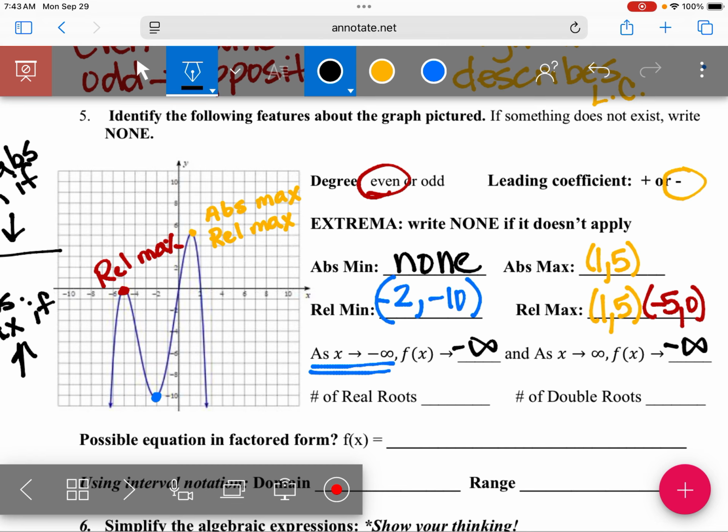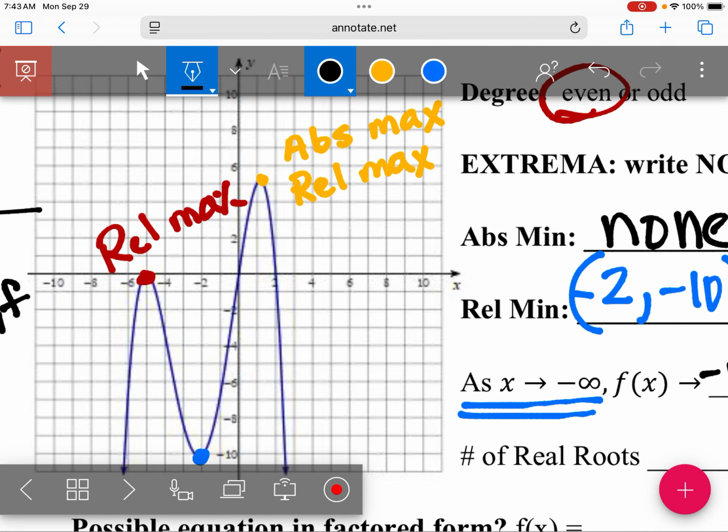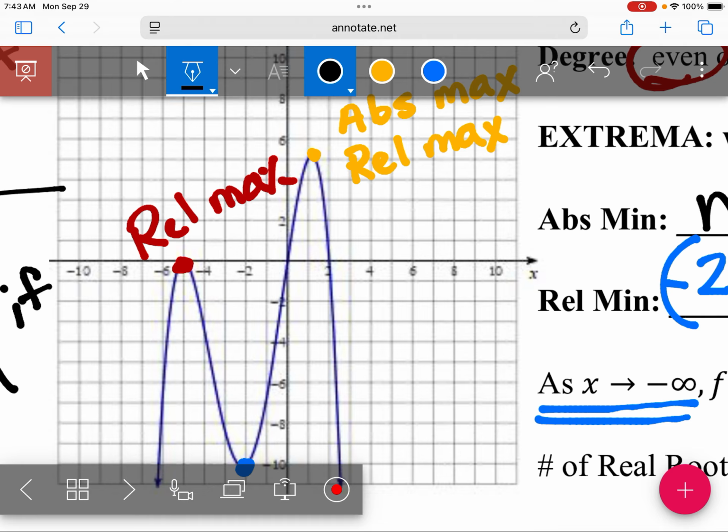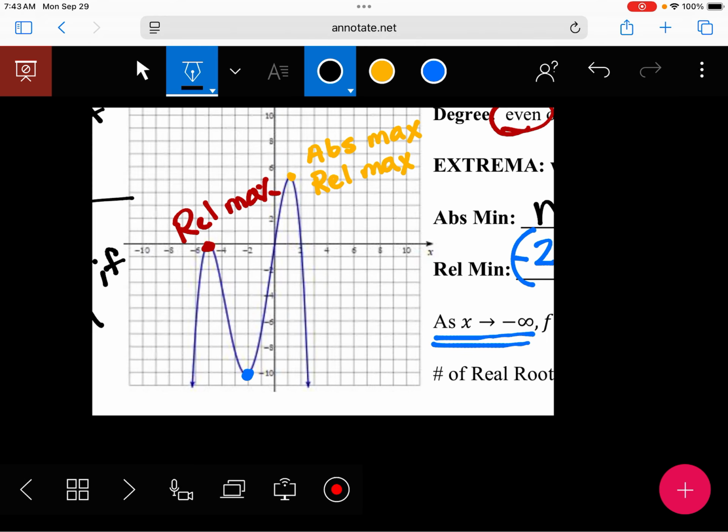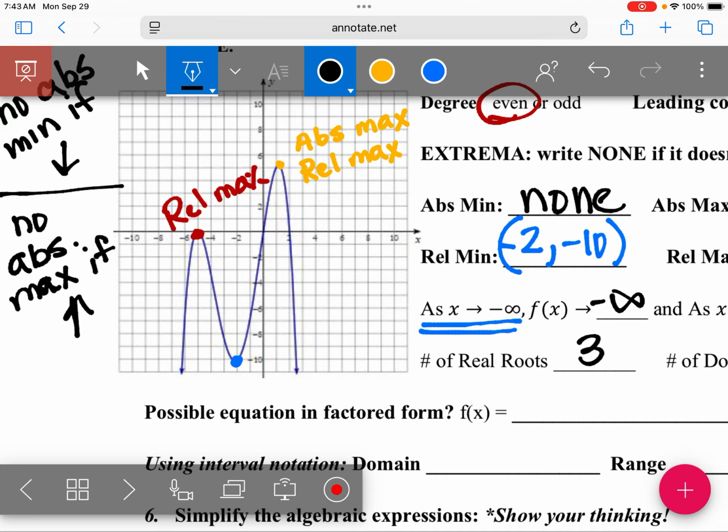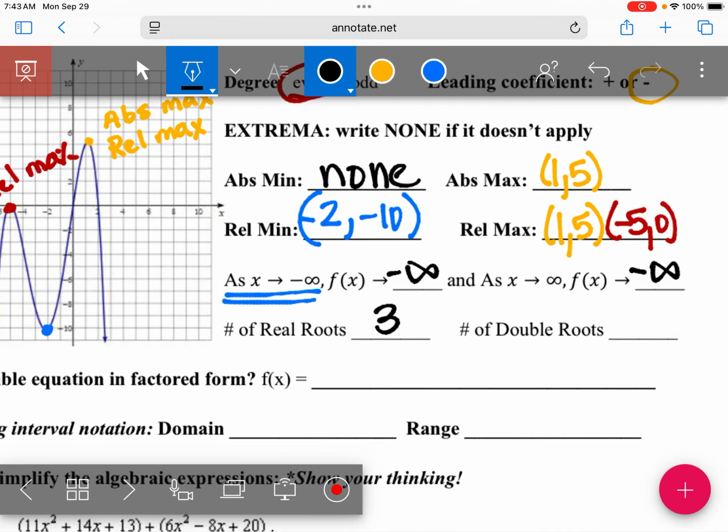All right, how many times does the graph touch the x-axis? Show me with your fingers. Yeah, 3. So there are 3 real roots. Now a double root, that's when it bounces off of the x-axis. That's what that means. And notice that it does that one time.